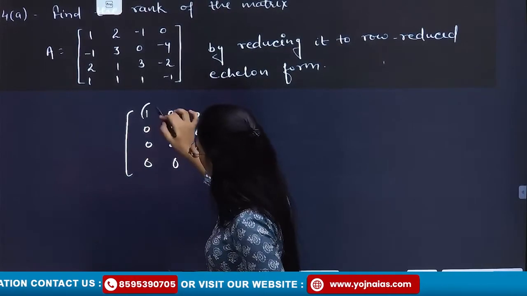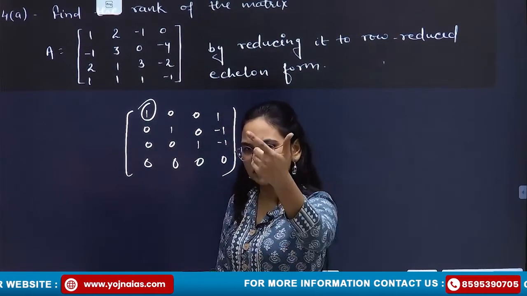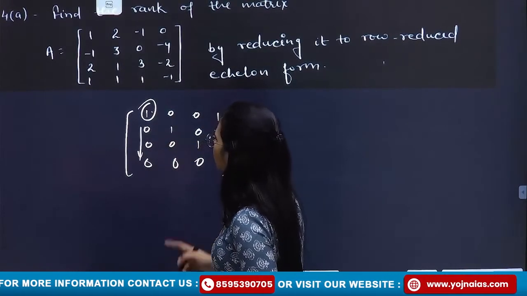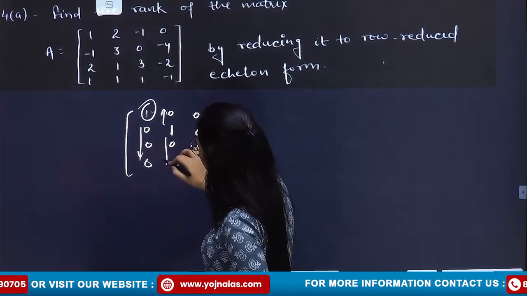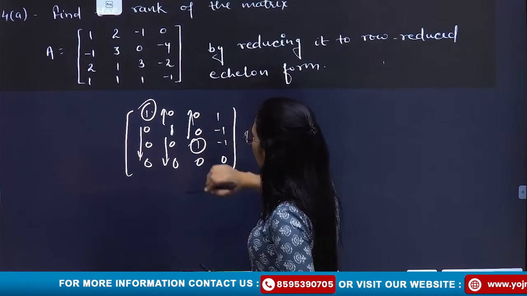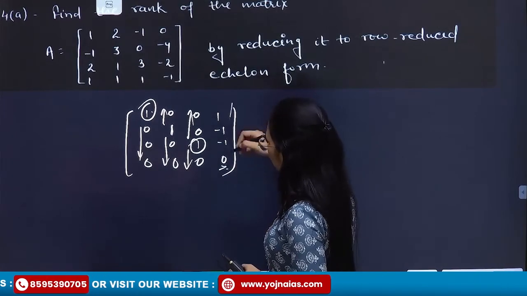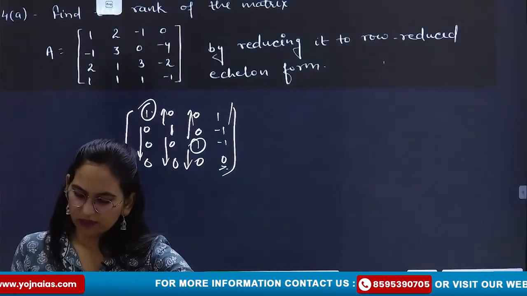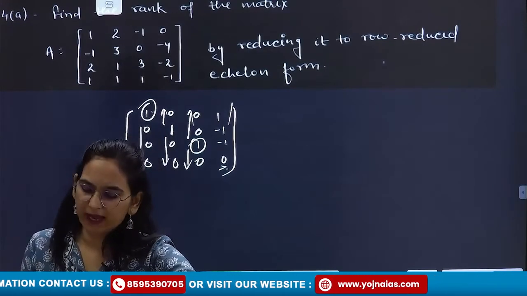Whenever you strike with 1 in any of the rows, then make all the entries below as well as above it 0. So this is 1, below it all the entries zero. In the second column, you take 1 here, then 1 above. And in the third column, you have here 1, all the entries above this 1 zero. We are not able to go anything upper and lower. This is the row reduced echelon form, and if they would ask the rank, the number of non-zero rows would be the rank of this.